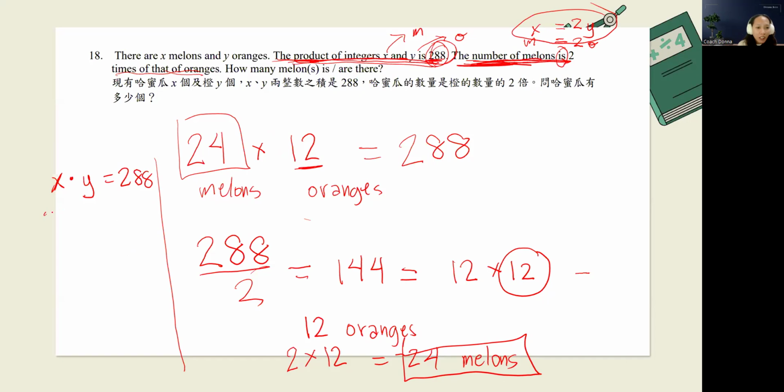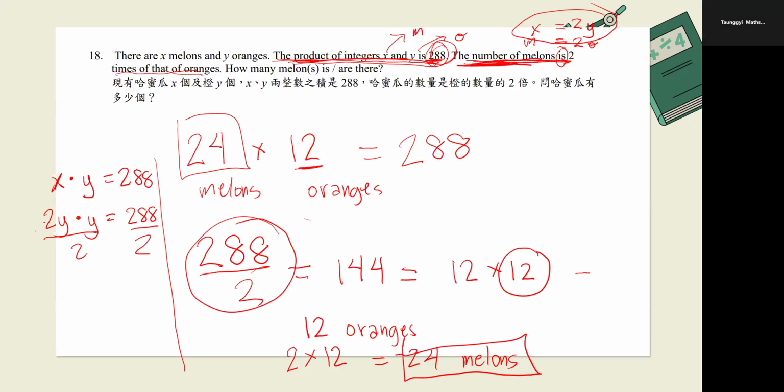Let's replace x right here with 2y. Multiply it by y. That's equal to 288. Now, this is the time when we're going to divide it by 2. All right? So, that's the process right here. Because we want to erase this 2 right here. 2 divided by 2 is 1. So we're now left with y times y is equal to 288 divided by 2. That's 144. Now, this y times y, so that means we have the same number being multiplied to itself.